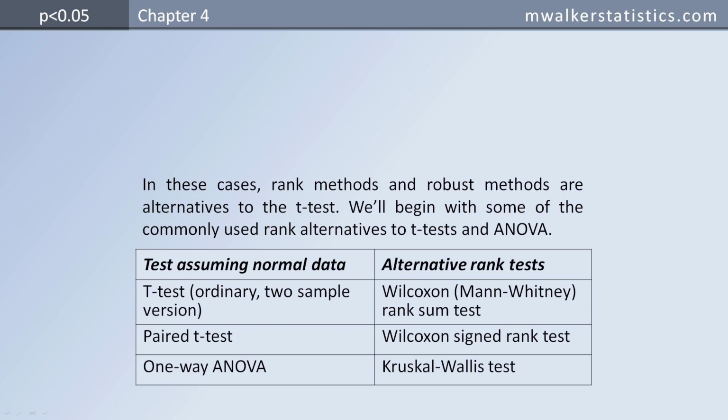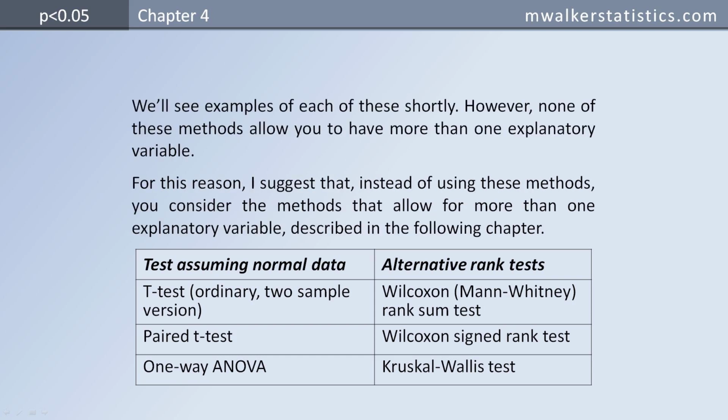We'll begin with some of the commonly used rank alternatives to t-tests and ANOVA. We'll see examples of each of these shortly. However, none of these methods allow you to have more than one explanatory variable. For this reason, I suggest that instead of using these methods, you consider the methods that allow for more than one explanatory variable described in the following chapter.